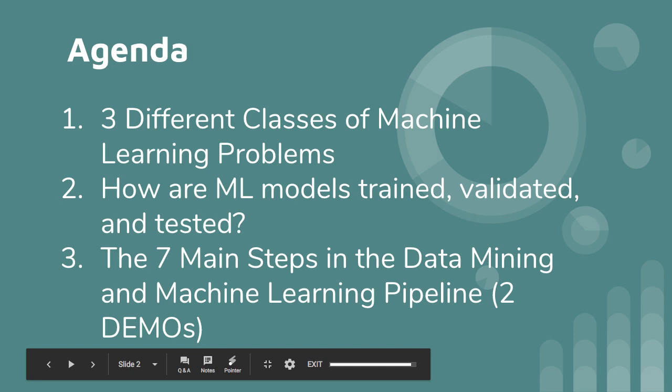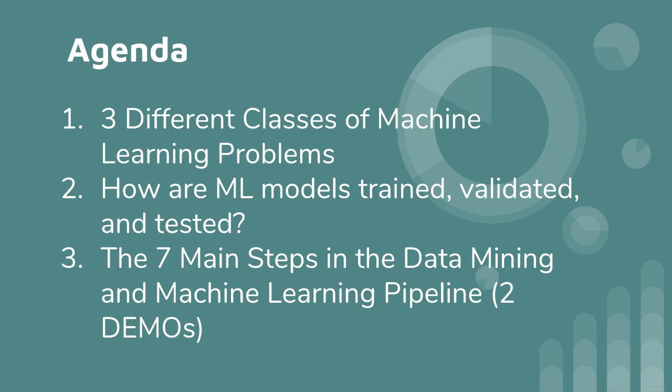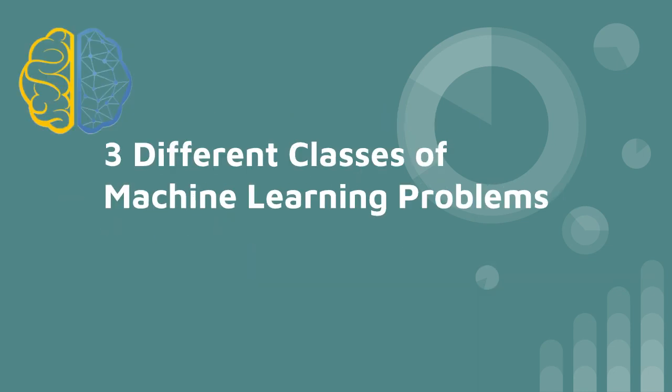Okay. So, as I mentioned earlier, today we're going to talk about the machine learning and data science pipeline. So, we're going to talk about the several different classes or types of machine learning problems, how ML models are trained, validated, and tested, and the seven main steps in the data mining and machine learning pipeline. We'll have two demos specifically.